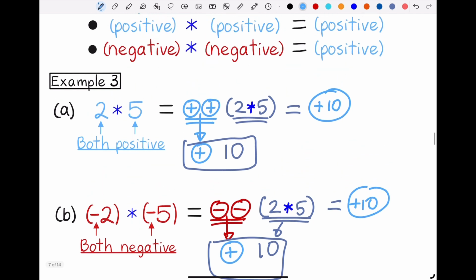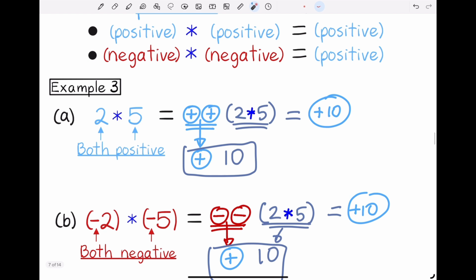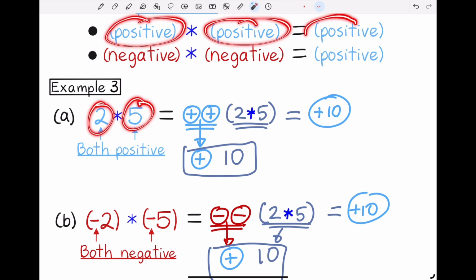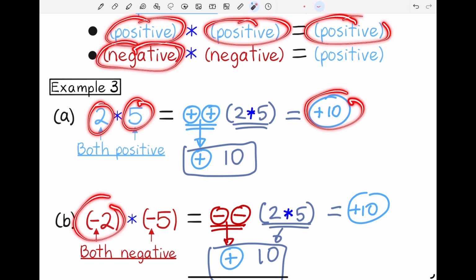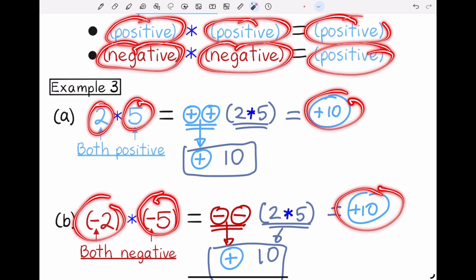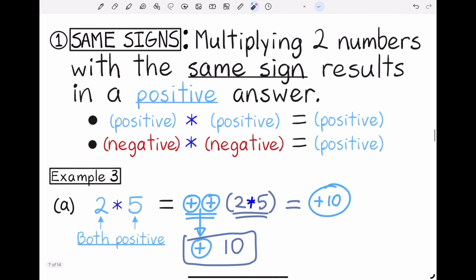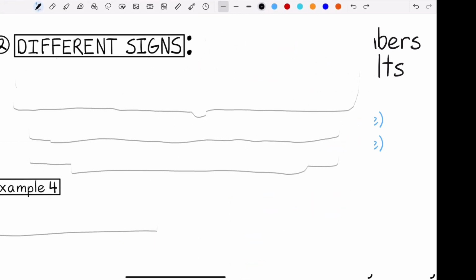So these examples show that a positive number times a positive number gives us a positive answer, and a negative number times a negative number also gives us a positive answer. So if we're multiplying two numbers and they have the same sign, it will result in a positive answer.